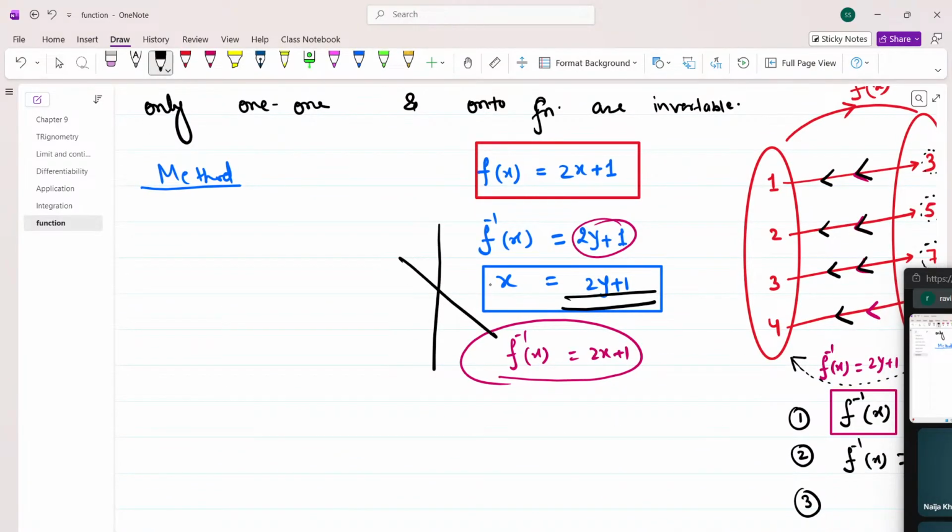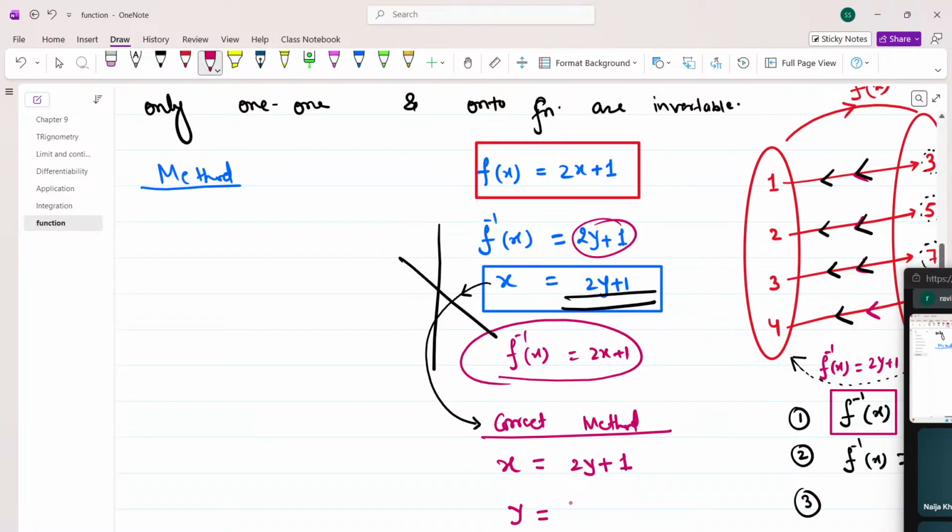It means if you have done this one, please see the correct method. This is not my method. I will give you another method, but let me continue this. First of all, you have exchanged your x and y, right? Then again find for y. Again make y the subject. So what will you get?